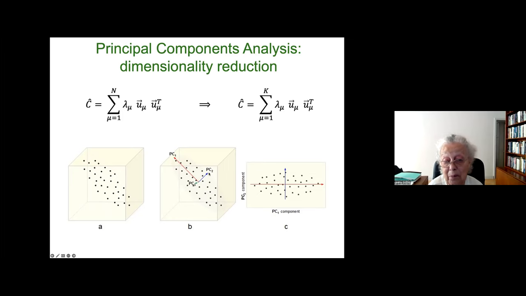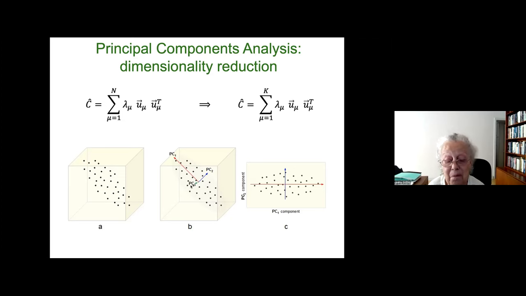Then the next one, which is perpendicular to it, is PC2. This gives me sort of a planar ellipse of data. And then the next one, which is related to even smaller fluctuations, is PC3, which is a component out of the plane. So obviously, if I keep all the components, if I don't do any dimensionality reduction, it's the same data as before. I haven't done anything. Instead of looking at it along axes that correspond to x, y, and z, the axes along this cube, I'm going to use axes given by PC1, PC2, and PC3. I've just done a change of basis.